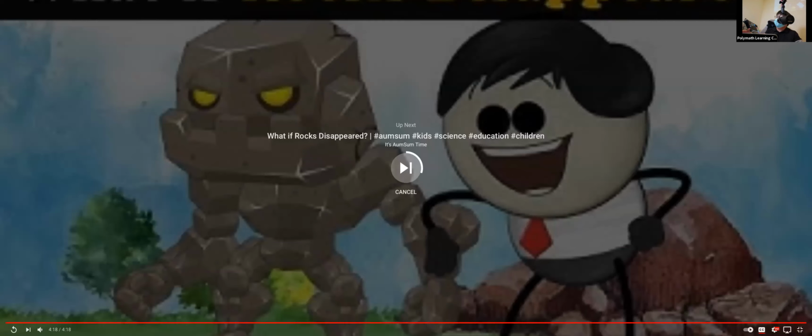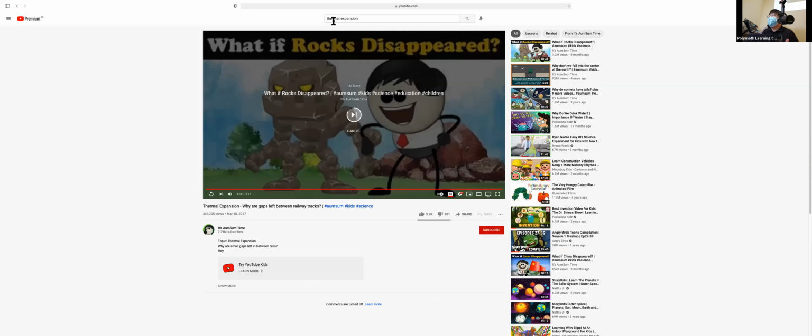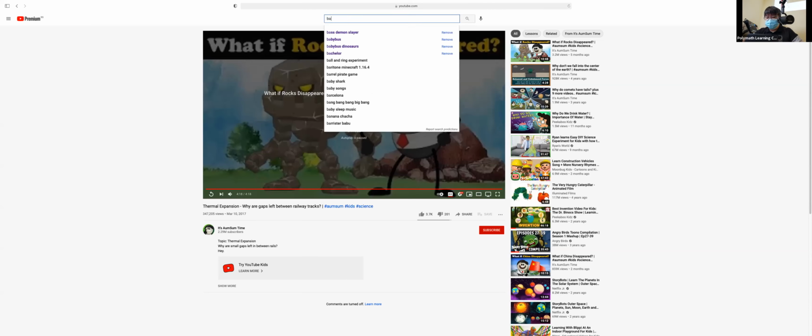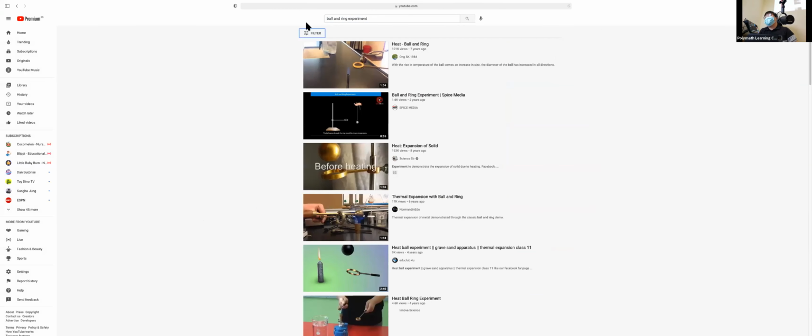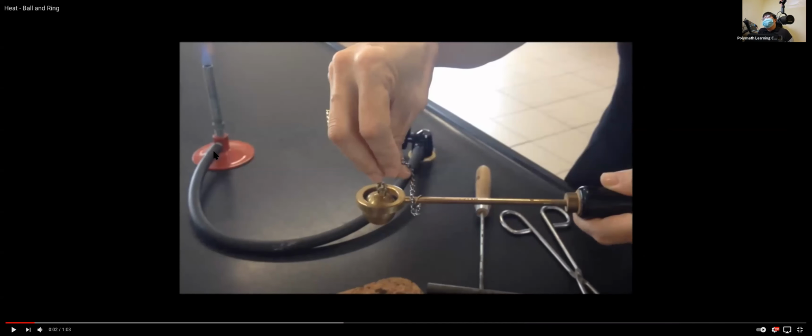Okay, so that's thermal expansion. Okay, ball and ring experiment. Okay, this is a ball and ring experiment. You'll find that before heating the ball can pass through. Later you'll see that after heating the ball cannot pass through.